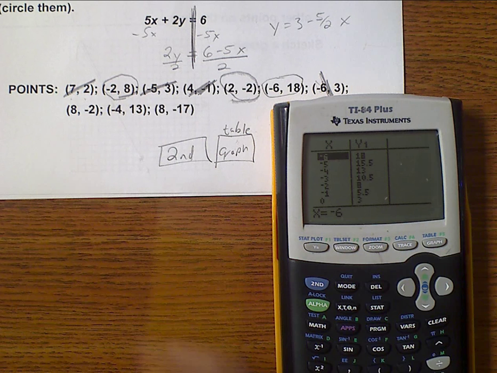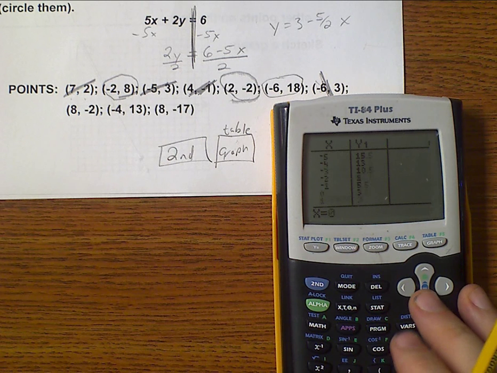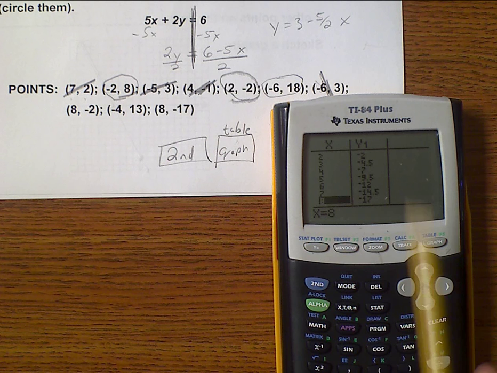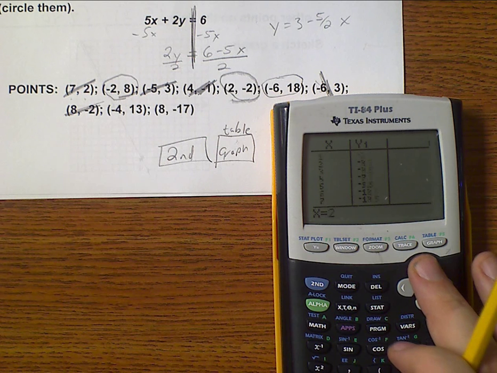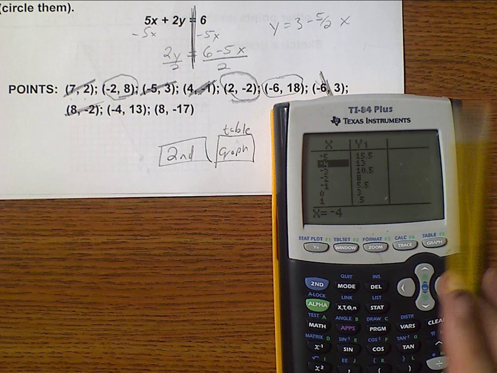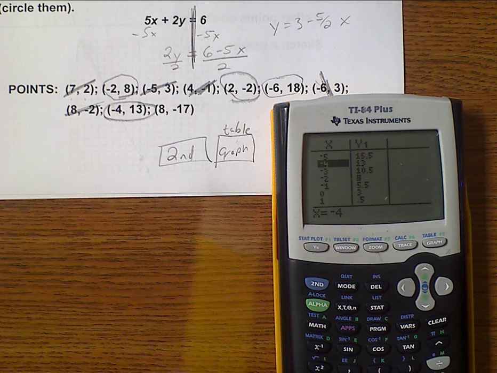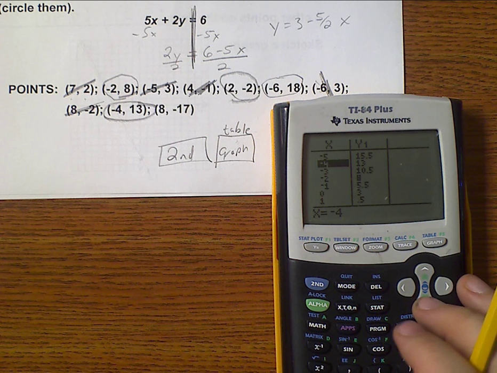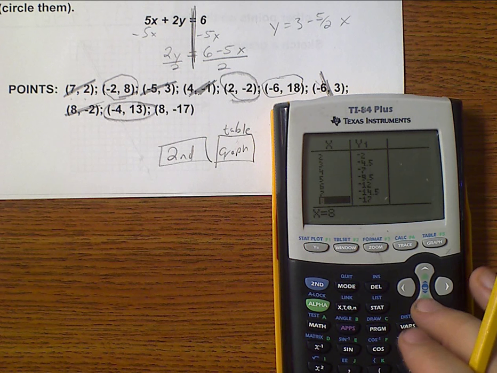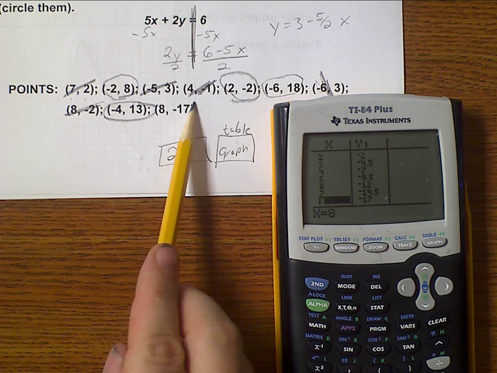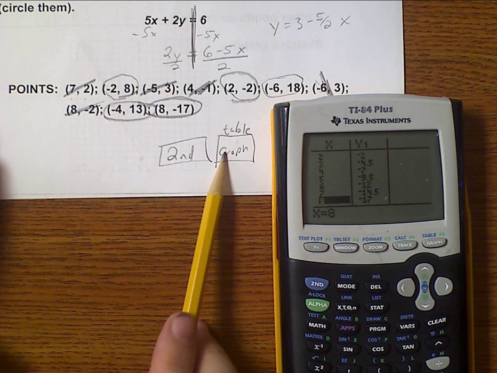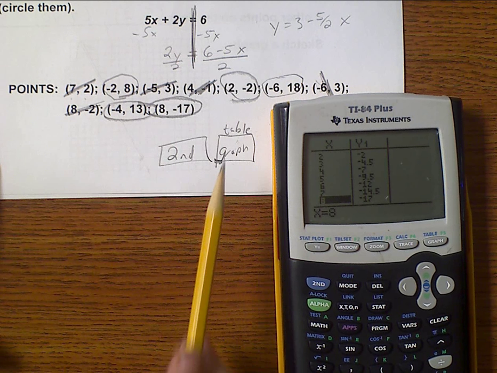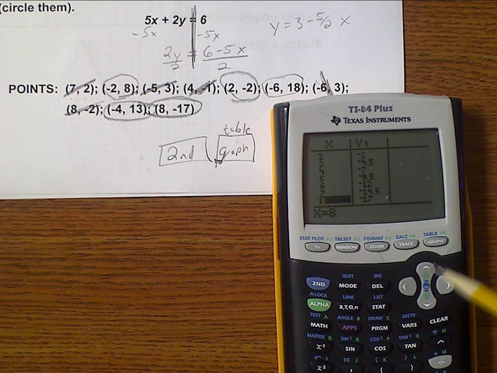8, negative 2. Well, 8's all the way at negative 17. Negative 4, 13. Yes. And 8, negative 17. Well, 8 is at negative 17. And that's all you have to do. You just go to Second, Graph, which is the table button, and you can use it to simply see, are these points there?